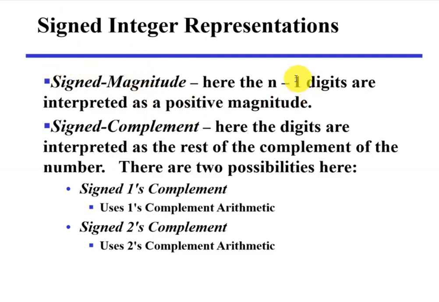Here n-1 digits are interpreted as the positive magnitude, while the sign, the most significant bit, will represent 0 or 1, denoting a positive or negative number. In fact, sign magnitude binary format is conceptually the simplest format. In this method of representing signed numbers, as I said, the most significant digit takes the value of plus or minus.